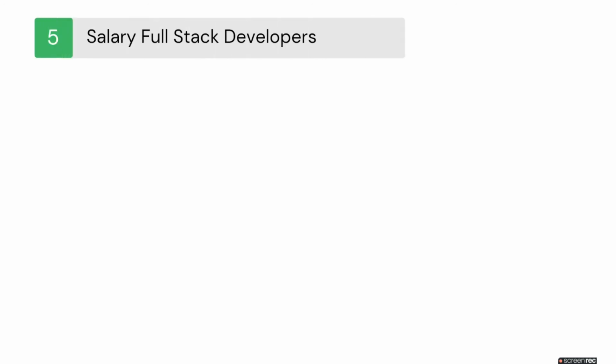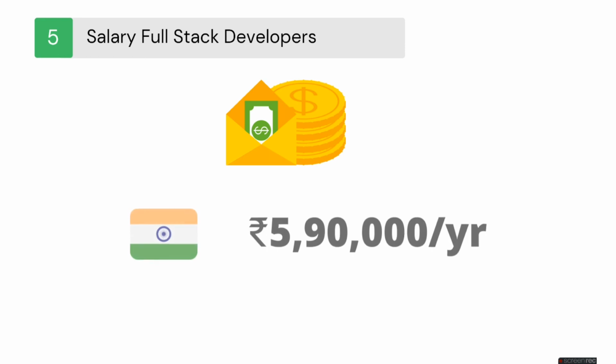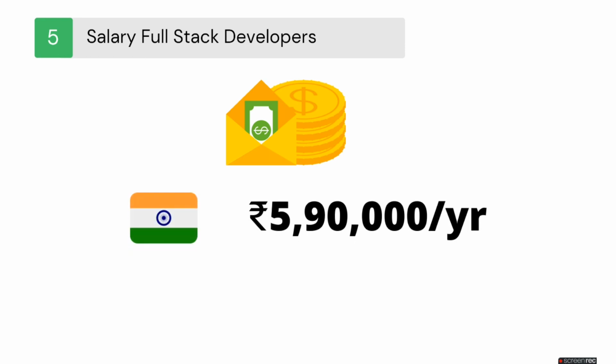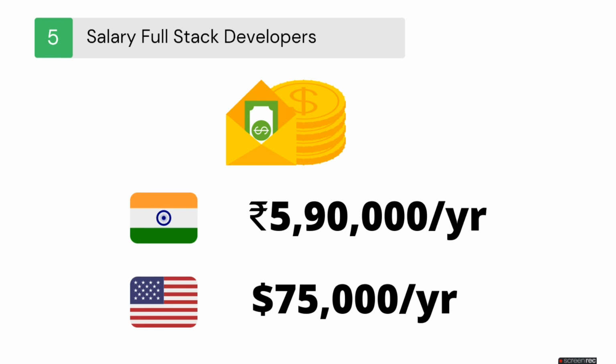Moving ahead, let's look at the salary of a full stack developer. Now, according to PayScale, the average salary of a full stack developer in India is around 5 lakh and 90,000 rupees per annum. The average salary of a full stack developer in the US is around 75,000 US dollars per annum.